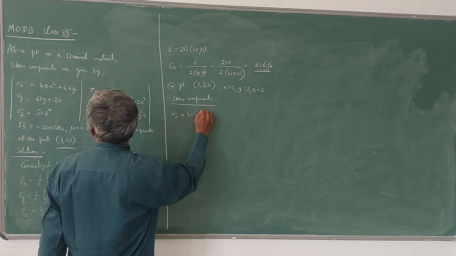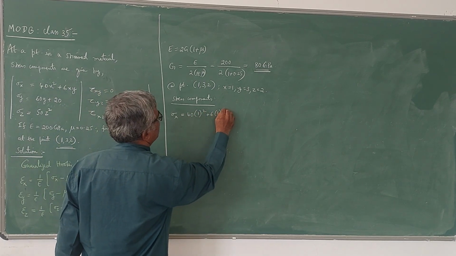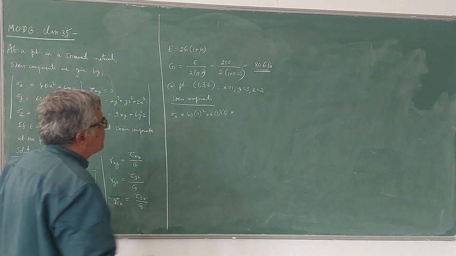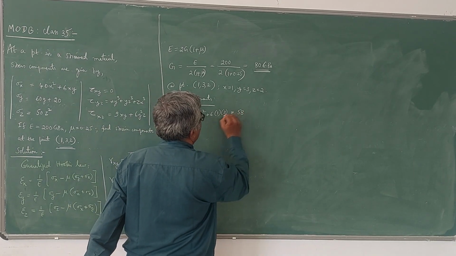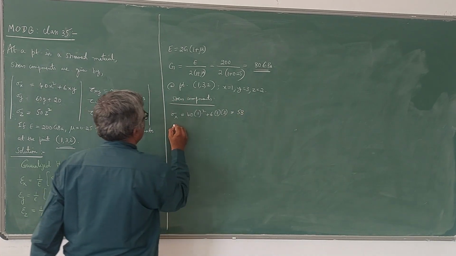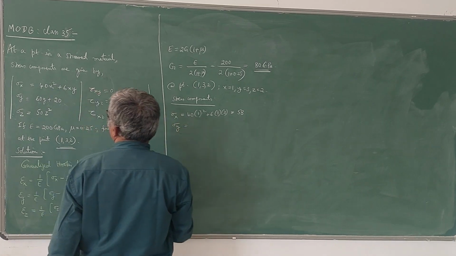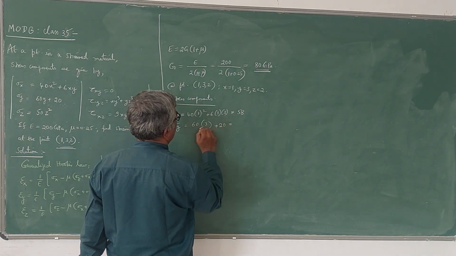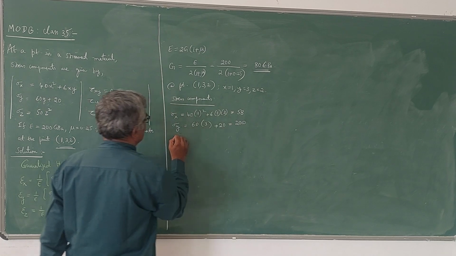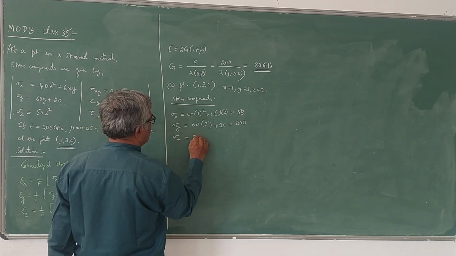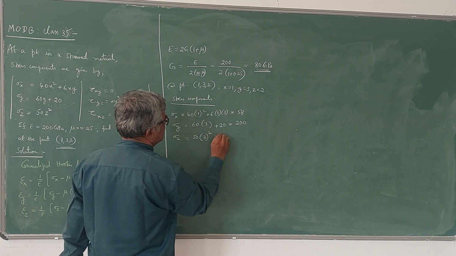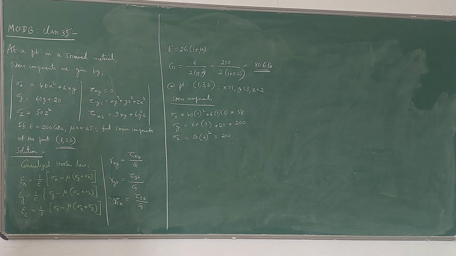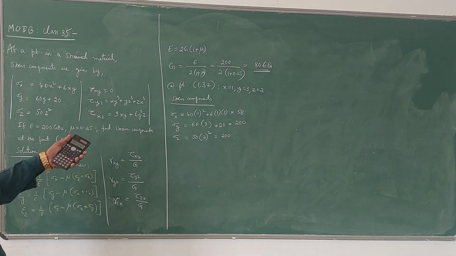just substitute the values of x, y, z here. 40 into 1 square plus 6 into 1 into 3. It comes out to be 40 plus 18, which is 58. Then sigma y will be 60 into y, which is 3, plus 20. So it is 180 plus 20, 200. Then sigma z is 50 z square, that is 50 into 2 square, which is also 200. So these are the values of sigma by substituting the values for x, y, z.